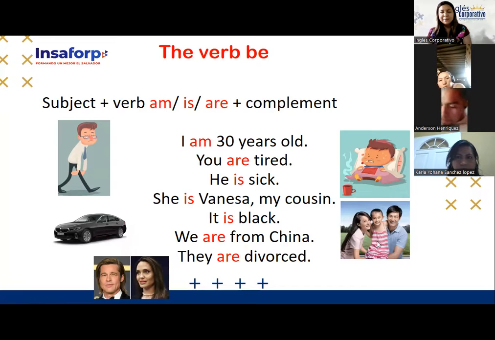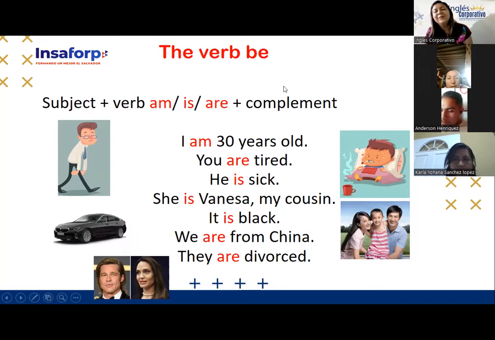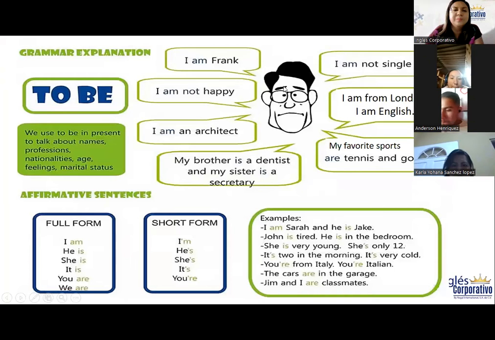¿Ahora sí me escuchan? Sí, gracias. Veamos el siguiente ejemplo.